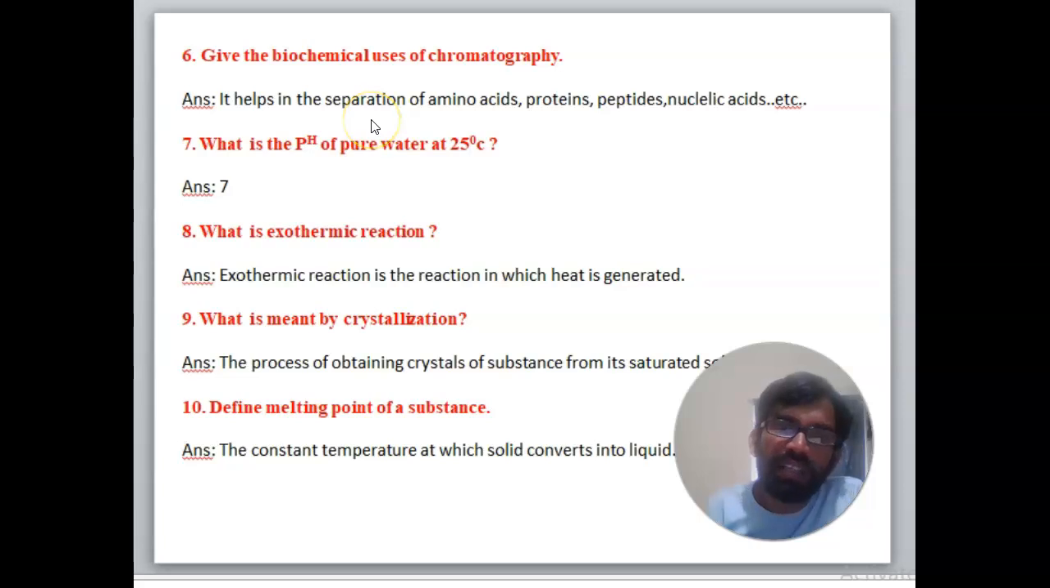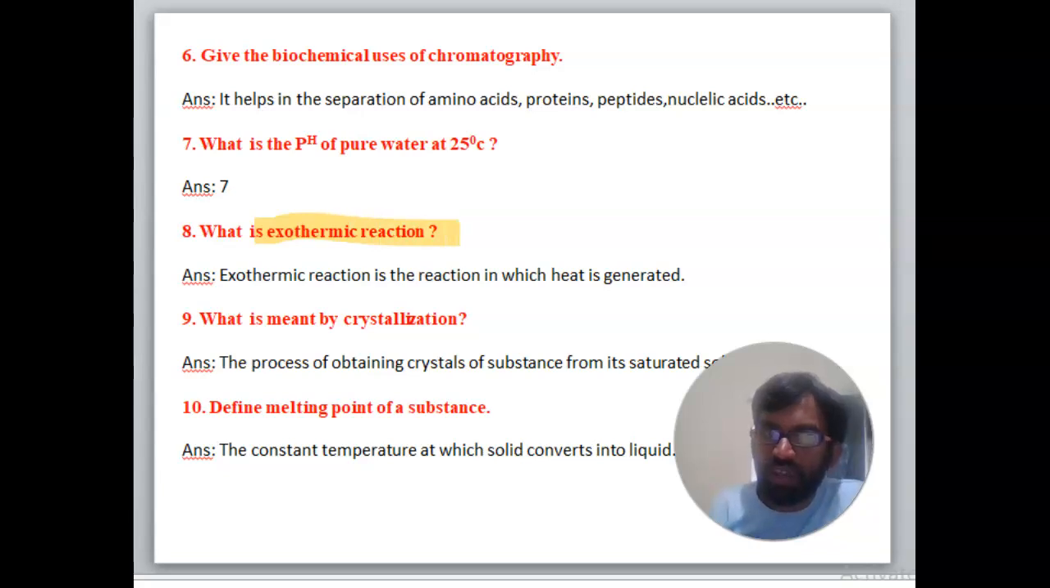So the pure water of pH is 7. Then the 8th question is, what is the exothermic reaction? The exothermic reaction is the reaction in which heat is generated. Depending on the temperature, generally the reactions are of two types. One is exothermic and another one is endothermic. So this is very important.